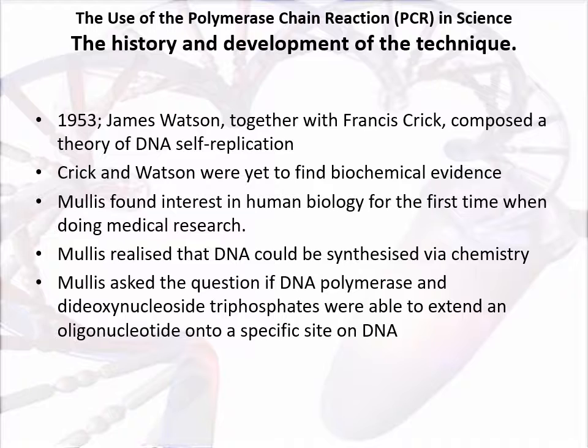In 1953, James Watson, together with Francis Crick, composed a theory of DNA self-replication, suggesting DNA was able to duplicate itself using one strand of the double helix as a template, finishing with two pairs of chains as opposed to the original one. At the time of developing this theory, Crick and Watson were yet to find biochemical evidence. This theory led to two further queries: the process of unwinding the double helical structure of DNA, otherwise risking tangling everything, and if there were an enzyme involved.